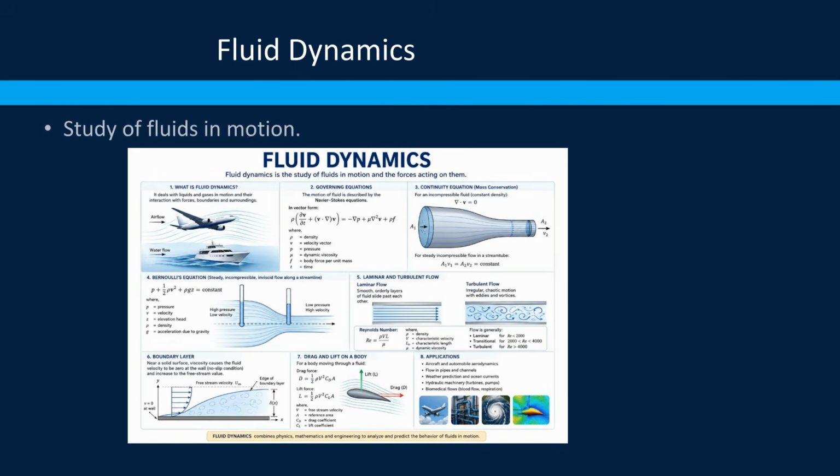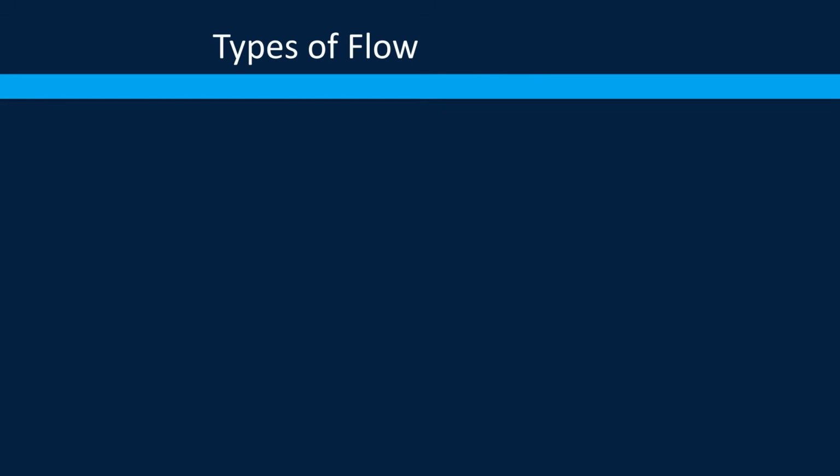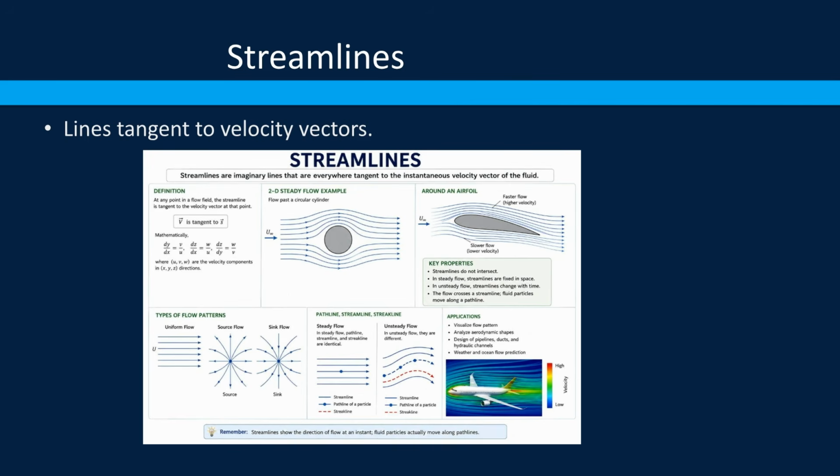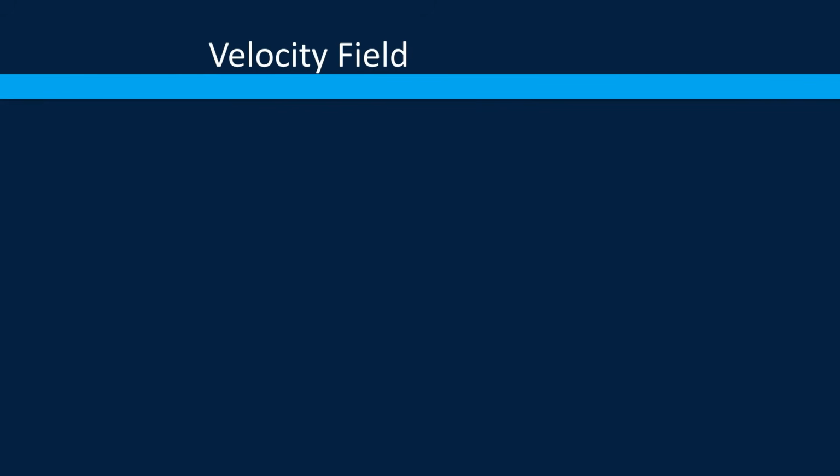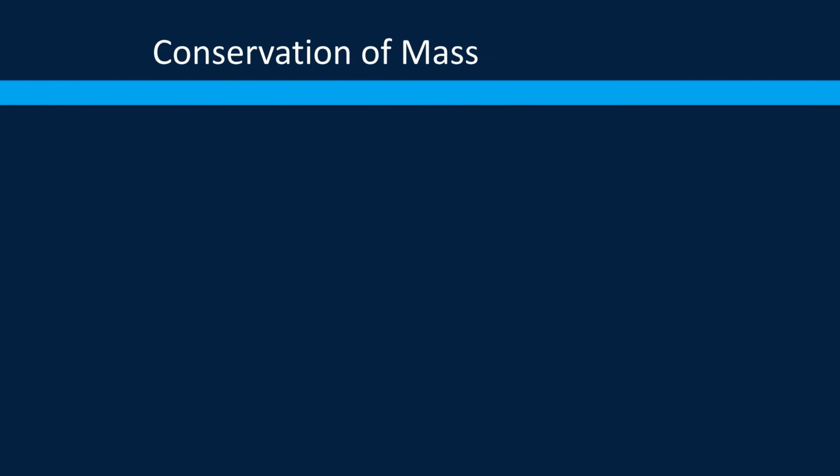Conversely, fluid dynamics is the study of fluids in motion and the forces acting upon them. It covers complex phenomena such as boundary layers, lift, and drag. Flow types can be categorized in several ways, including steady or unsteady flow, as well as uniform or non-uniform flow. Streamlines are imaginary lines that are everywhere tangent to the instantaneous velocity vector of a fluid, providing a visual representation of the flow direction. A velocity field is a mathematical construct that represents the fluid's velocity at every individual point within a space. Finally, the conservation of mass is a fundamental principle in fluid dynamics, stating that mass cannot be created or destroyed within a system.